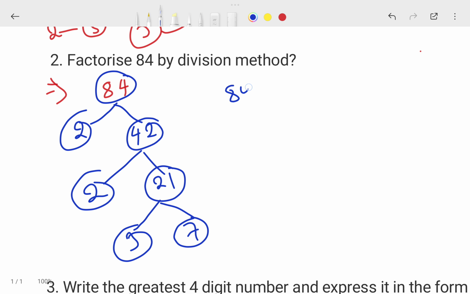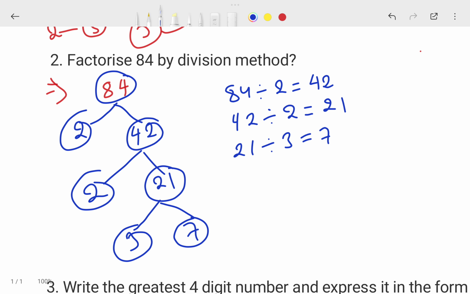This is given 84. When you divide this by 2, that's going to be 42, right? When you divide 42 by 2, it is going to be how much? 21, right? Here we are dividing. When you divide 21 by 3, it is going to be 7. So overall, when you divide 7 by 7, that's going to be 1.